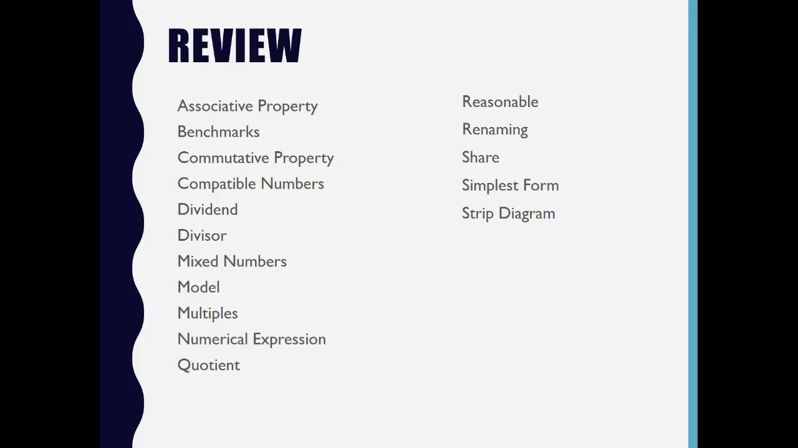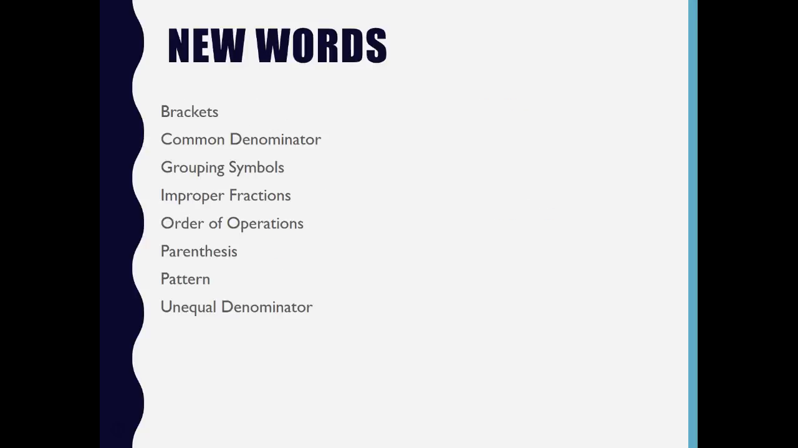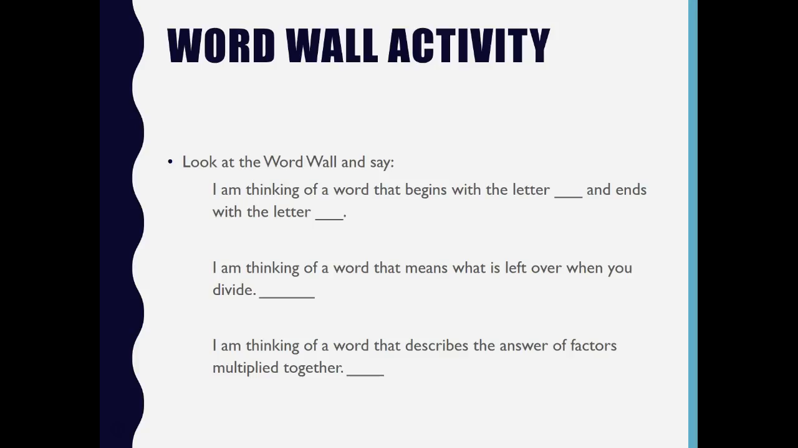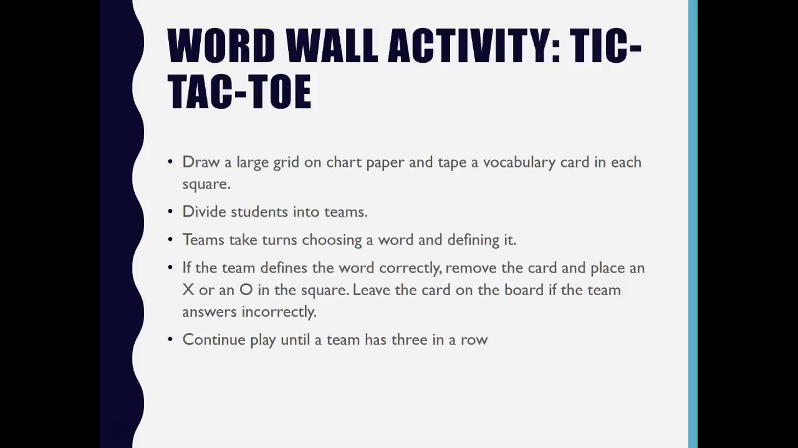Vocabulary, these words should be reviewed. They should have learned them in 4th grade. These will be new words for your kids. So please make sure you focus on these words. Word wall activities, you could tell the kids, I am thinking of a word that begins with the letter S and ends with the letter Y. And the kids can ask you for hints. And of course, I'm thinking of the word simplify. You can do those kinds of things, or have the student give the clues and see if they can get a child with the right vocabulary word. Another word wall activity would be tic-tac-toe.